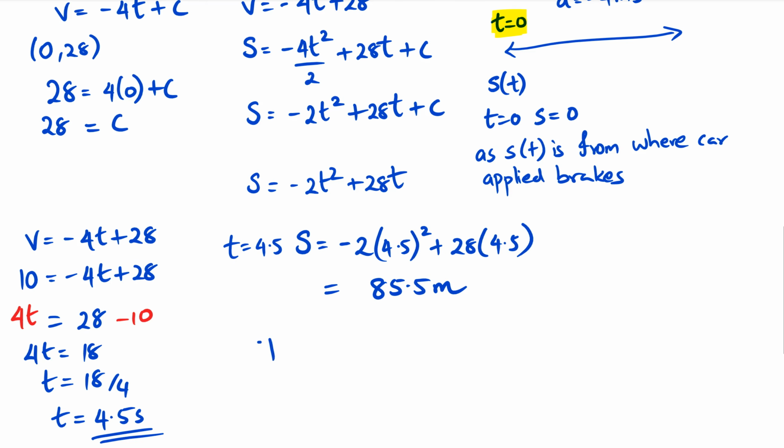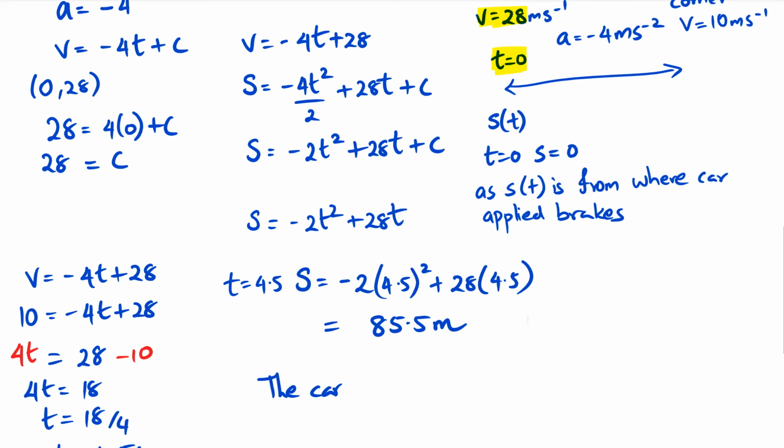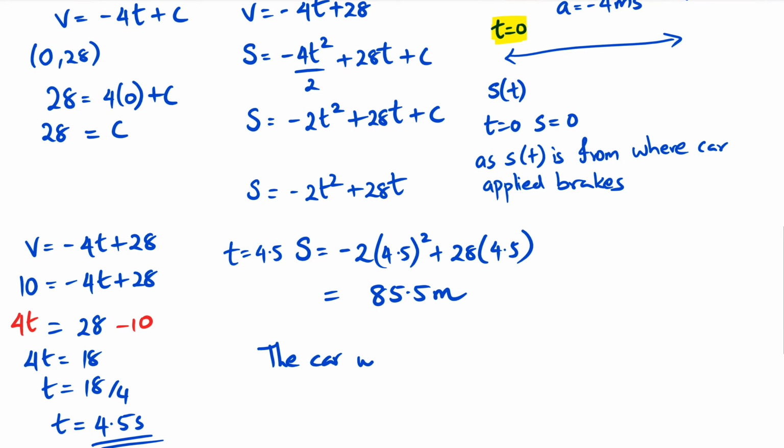So we can actually say the car traveled. What was the question? How far the car was from the corner when the driver first applied the brakes. So we can say the car was 85.5 meters away.